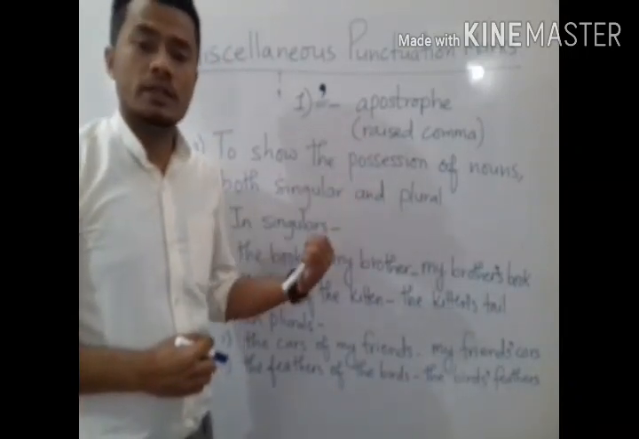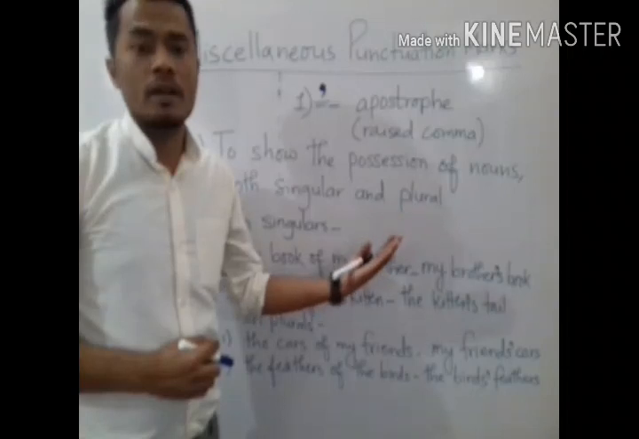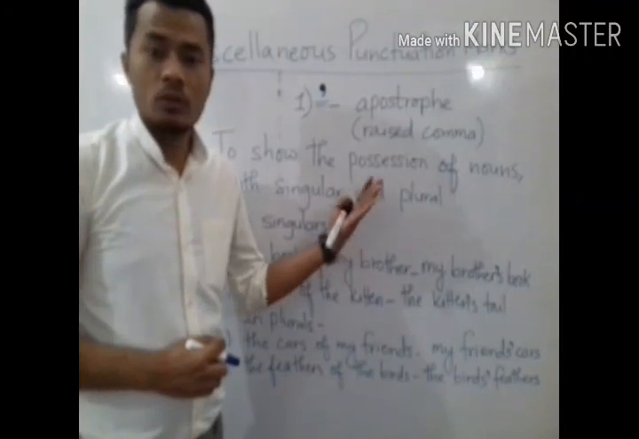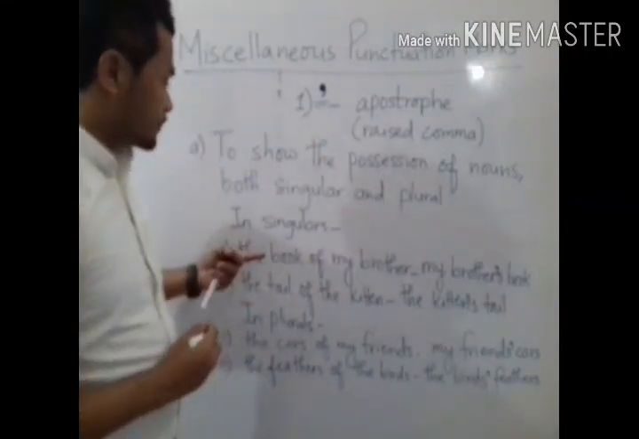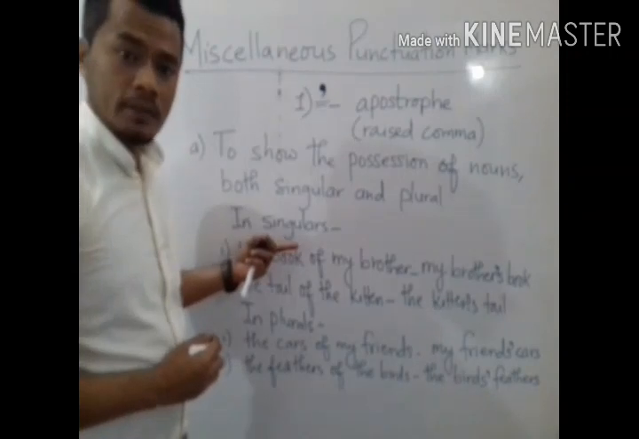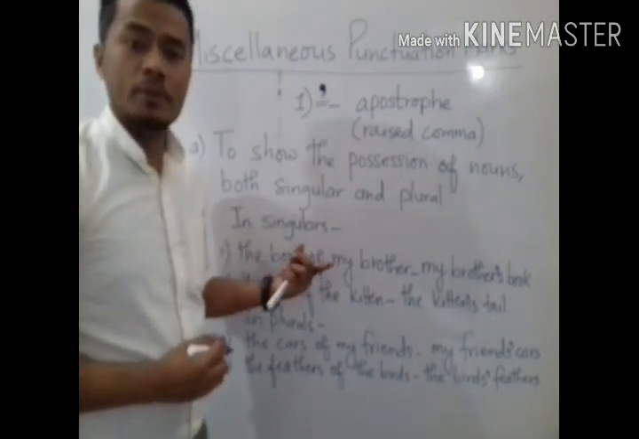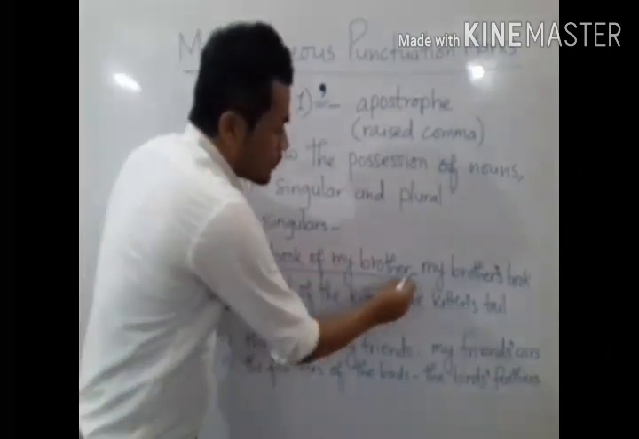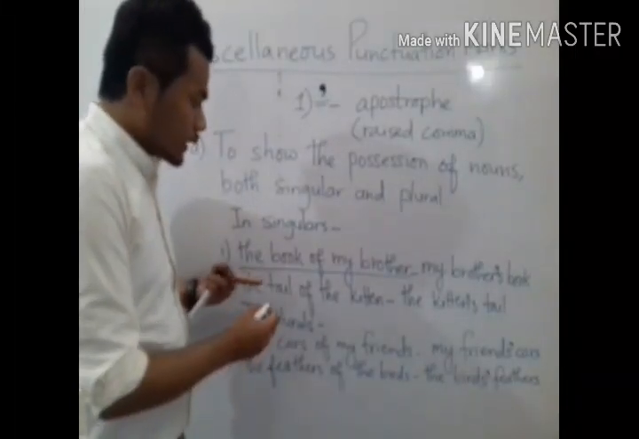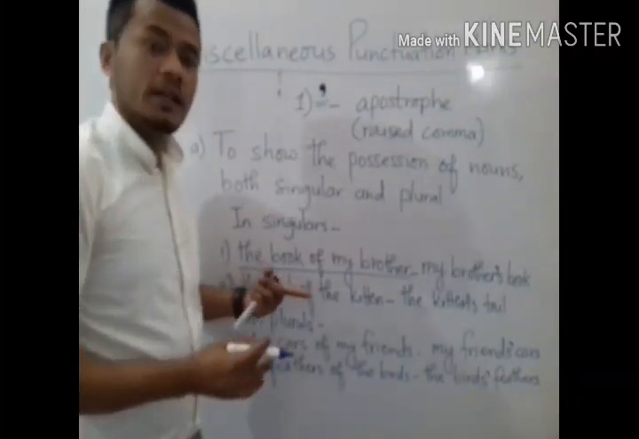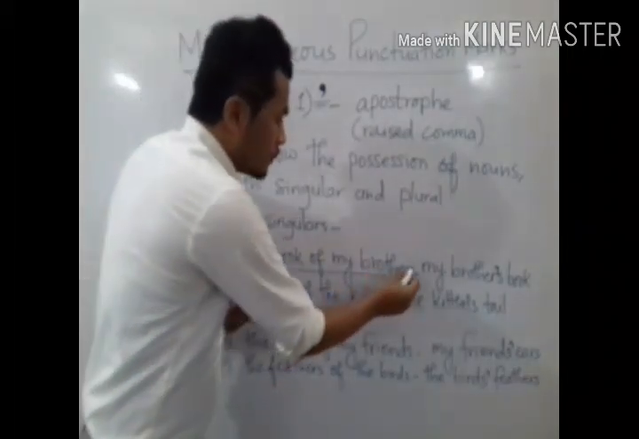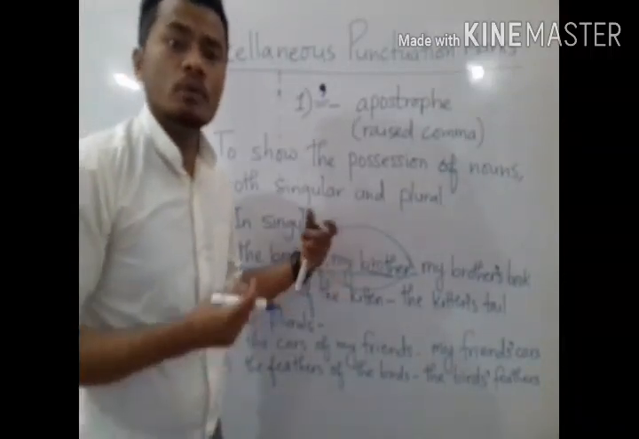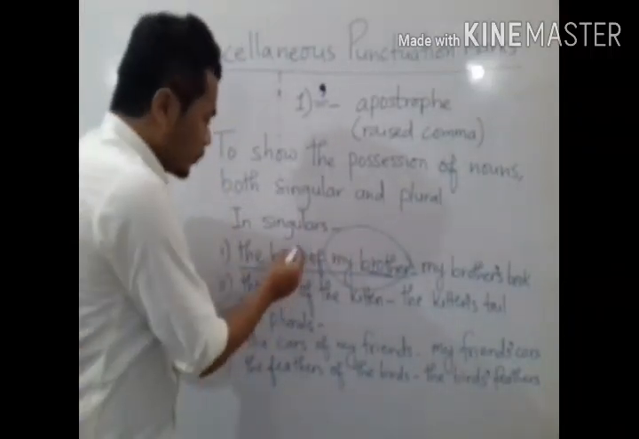So apostrophe is used to show the possession of nouns that are both singular and plural, but how it is used with these singular and plural nouns is different. So let us see some examples. In singular, how do we use apostrophe to show the possession if the noun is singular? See, the book of my brother. This is the phrase, the book of my brother. So here the noun that possesses something is my brother, or brother. That means here the noun brother possesses something, that is the book.